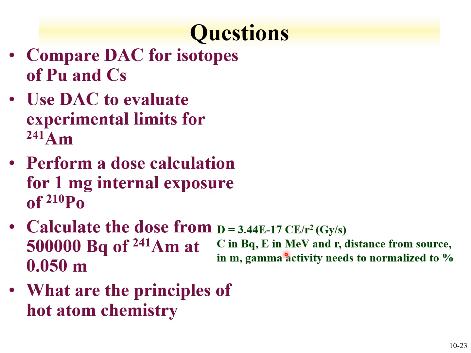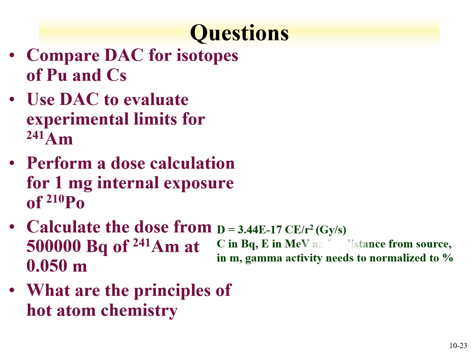Also, here's the total activity of the americium decay. You need to normalize it to the percentage that decays through gamma. If you look up americium-241, it's about 37% of the time when it decays that there will be an associated gamma ray. So you'd have to take this activity and multiply it by 0.37 in order to get the activity that's due to the gamma. So you can use that to determine a dose.